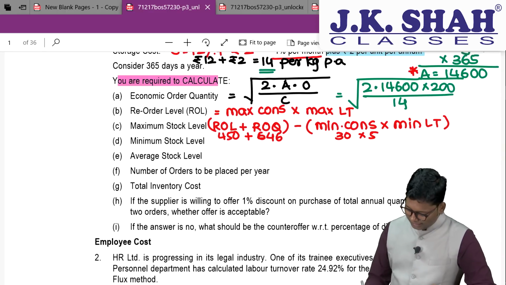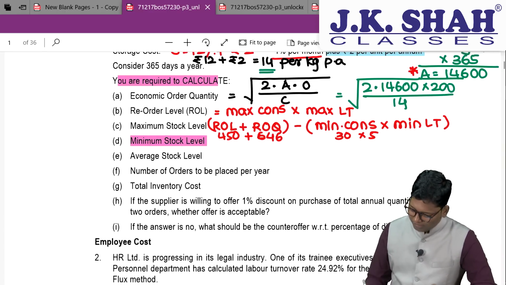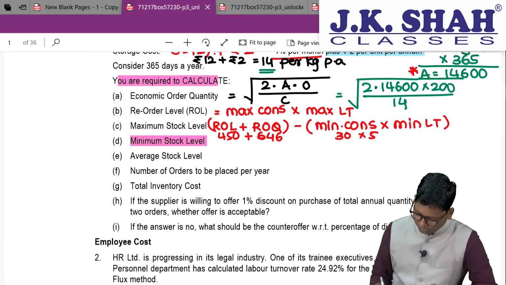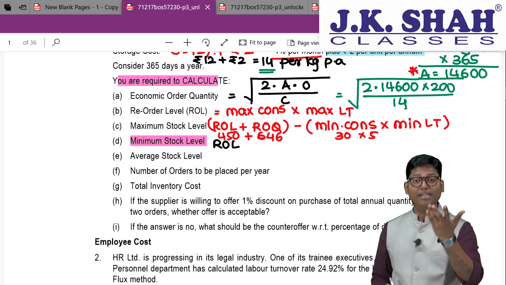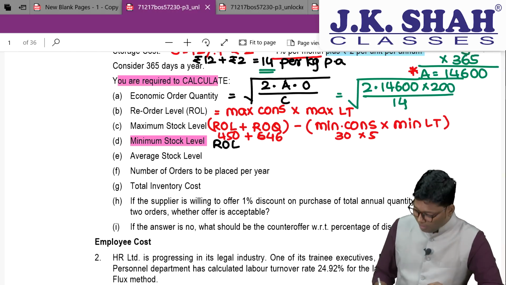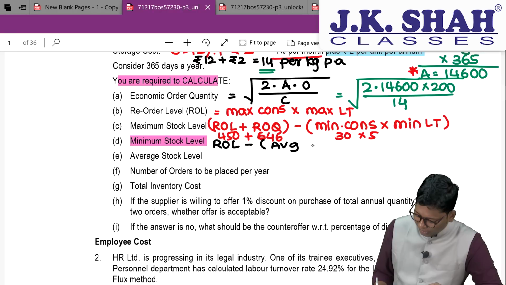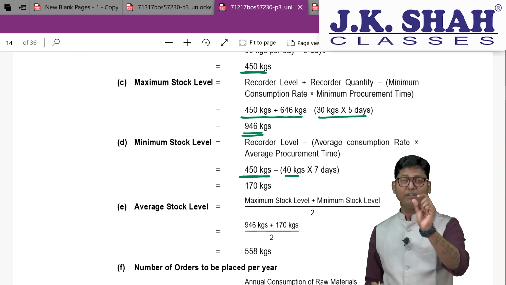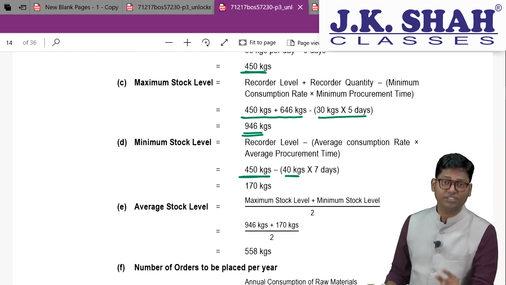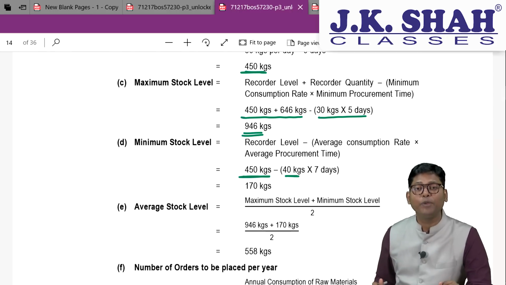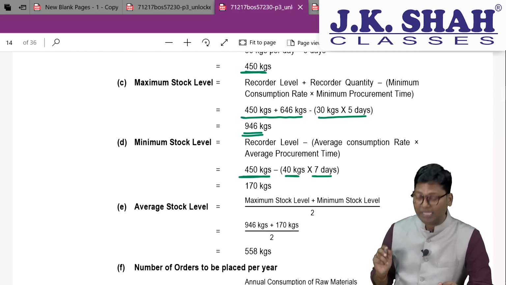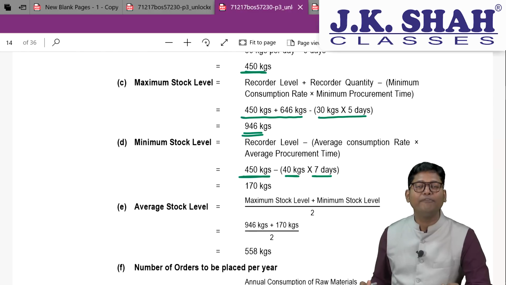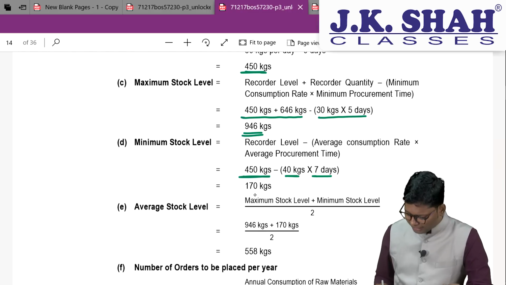The next point is asking us to calculate the minimum stock level. Guys, whenever you are calculating minimum stock level, the formula is ROL, which is already available with us, and ROL was 450. From ROL, average consumption into average lead time computation is to be deducted. My ROL is 450, recorded here. From that, average consumption we have already computed in the first working note when we converted that weekly consumption into daily base. In that particular calculation, we computed this 40 kgs, and it is further multiplied with 7 days. That is the average lead time, average procurement period, average delivery period. This will give you minimum stock level.